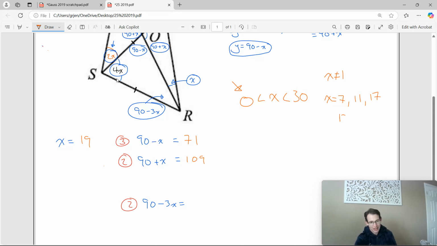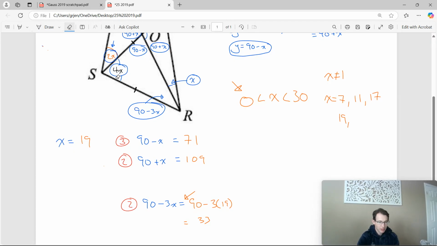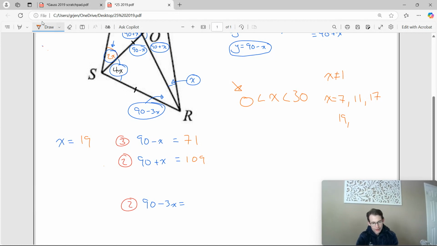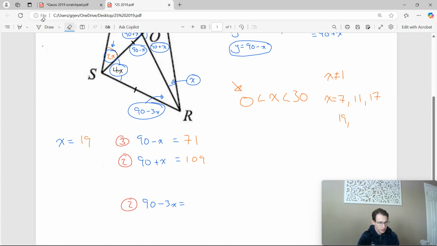Okay, 19. Notice it's always those ones working, and this one, I've even stopped checking. I should show you that I can check it, and it's not prime. I know it's not prime because of the trick I'm going to show you later. 90 minus 3 times 19 is equal to 90 minus 57, which is 33. 33, not prime. It will always be divisible by 3. Okay, let's keep going. All right, so 19 worked.